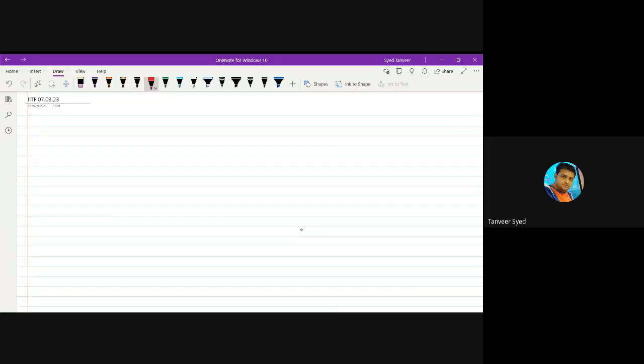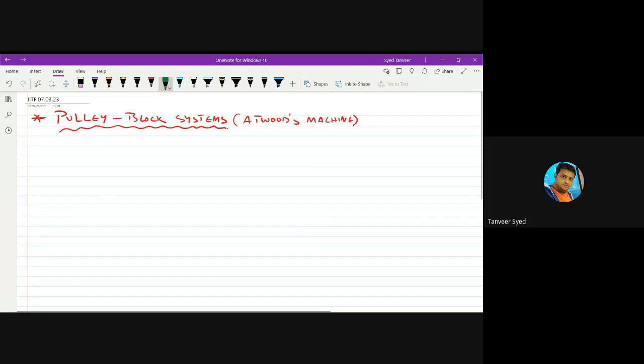Next, after that, a very important concept is pulley block systems, or we also call this as Atwood's machine. Okay, what is it? A simple Atwood's machine will be like this.